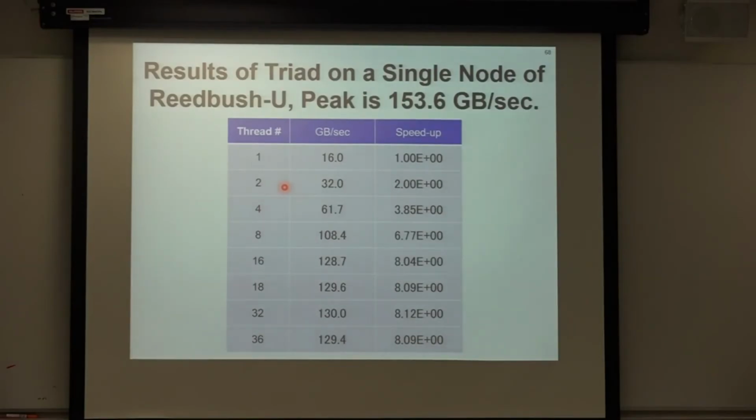This is the result of the triad on a single node of the CPU. Peak memory performance is 153 gigabytes per second. If you change the number of threads or processes from 1 to 36, the first one is 16 and the second one is 32. Up to 4, the speedup is very nice, and up to 8 it's still okay. But beyond 16, you can see it doesn't change so much. It's almost flat, and the speedup is around 8. So you cannot increase the performance beyond 16 threads.